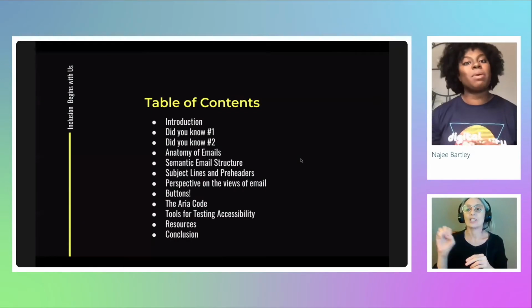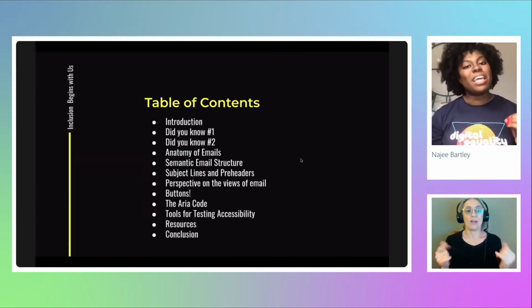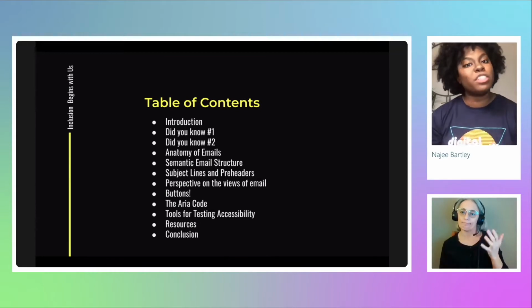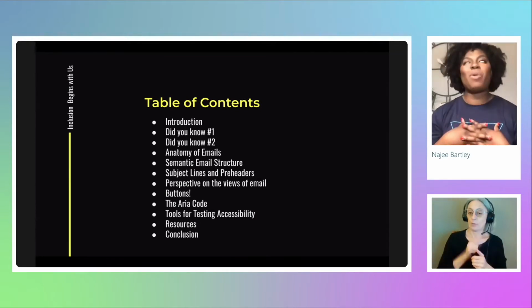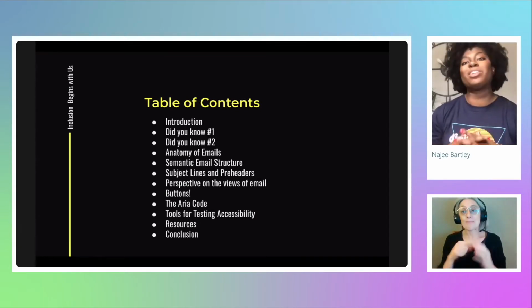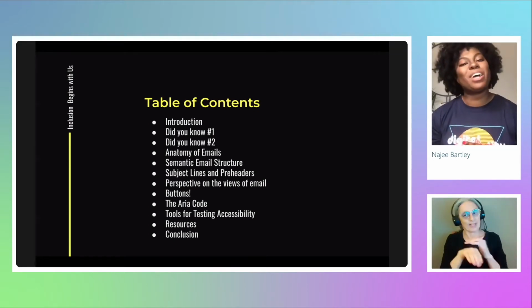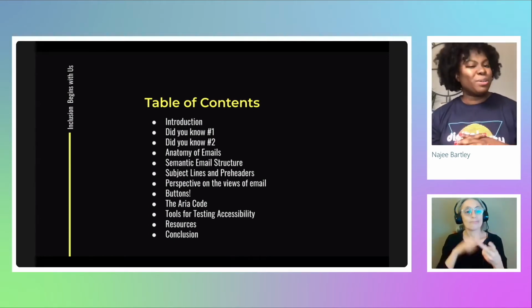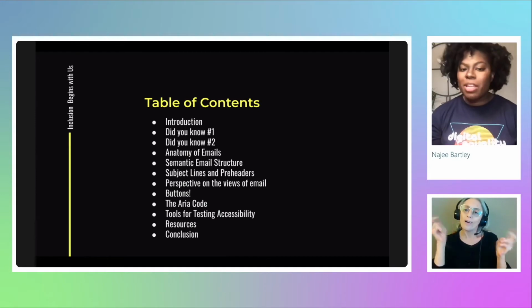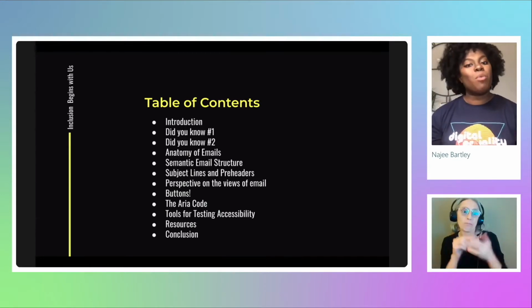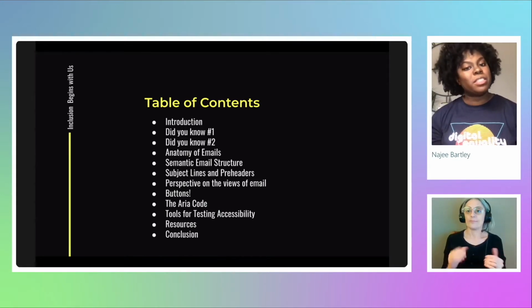So first, we're going to talk about the table of contents. The first thing we're going to do is just a little brief introduction of me, who I am, and why I love email so much, as well as why I also love accessibility. The second thing we're going to talk about is some did you knows, maybe one or two, maybe a little bit more. After that, we'll speak on the anatomy of emails.